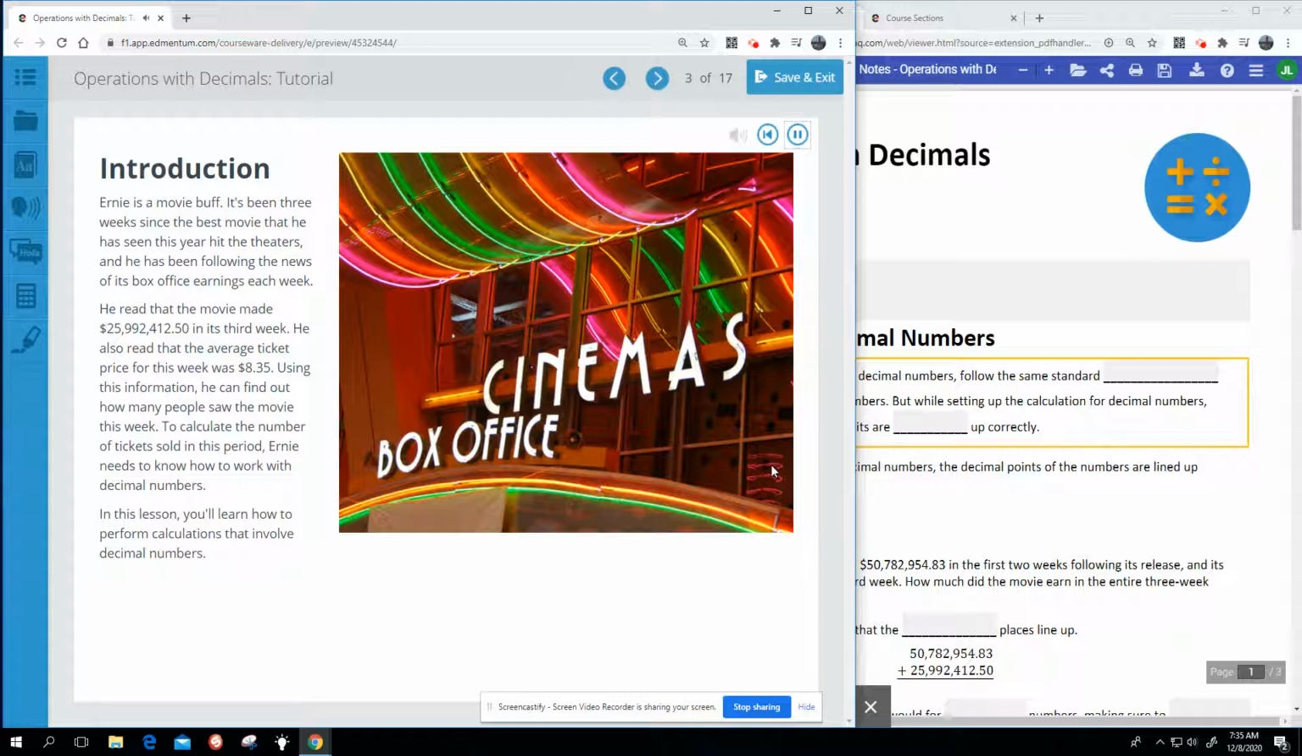Introduction. Ernie is a movie buff. It's been 3 weeks since the best movie that he has seen this year hit the theaters, and he has been following the news of its box office earnings each week. He read that the movie made $25,992,412.50 in its third week. He also read that the average ticket price for this week was $8.35. Using this information, he can find out how many people saw the movie this week. To calculate the number of tickets sold in this period, Ernie needs to know how to work with decimal numbers. In this lesson, you'll learn how to perform calculations that involve decimal numbers.